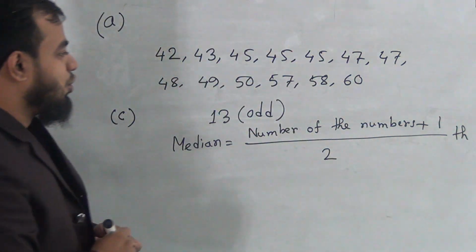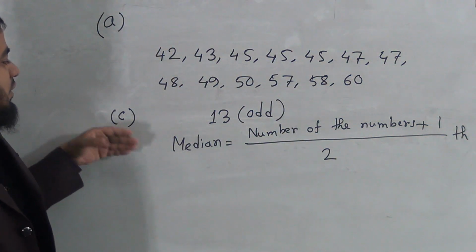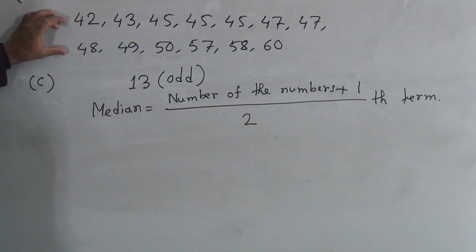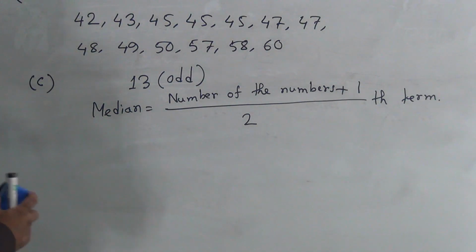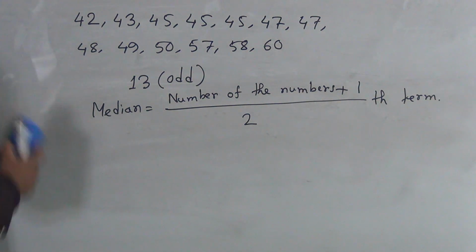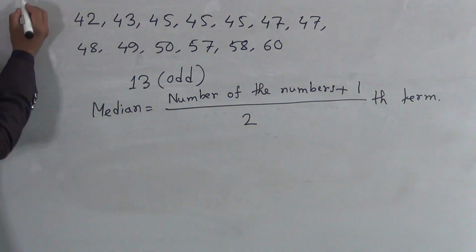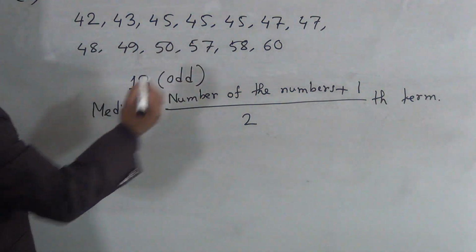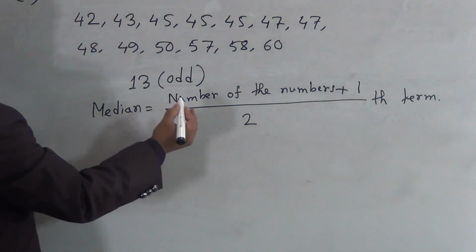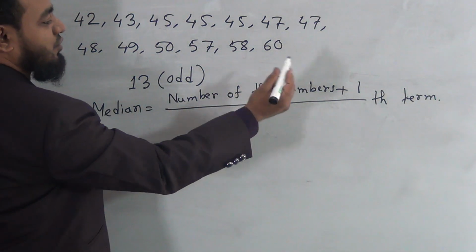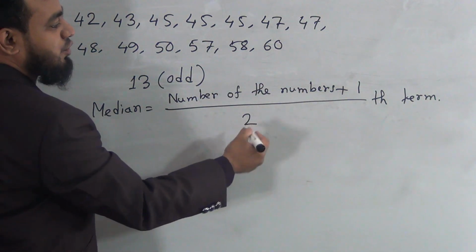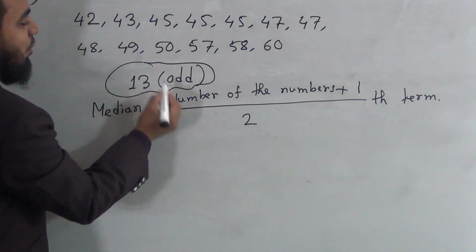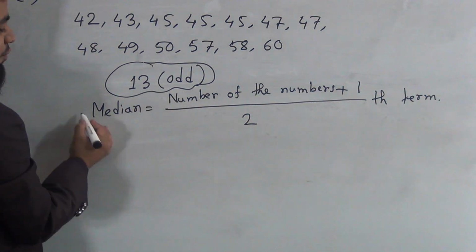First of all, we need to arrange the data to solve activity C to find out the median. That means first of all we have to write down from activity A the ascending order, this one, right? Then median equals how much? Median equals (number of data plus 1) divided by 2 term, because the number is an odd number. That is why our formula is this one.